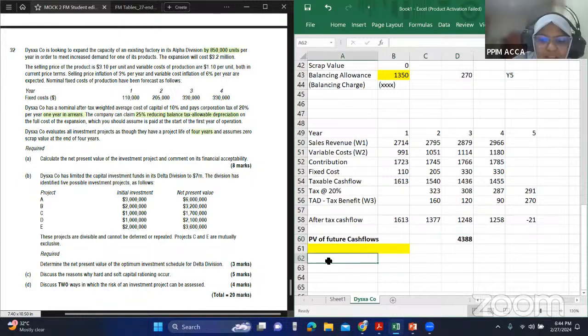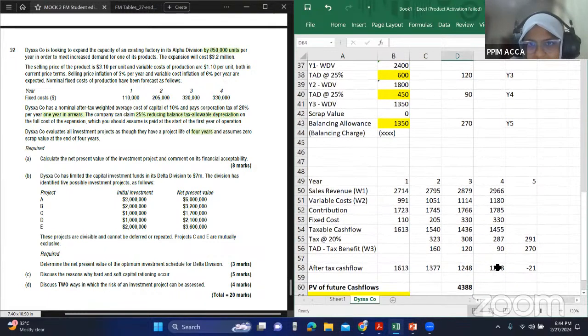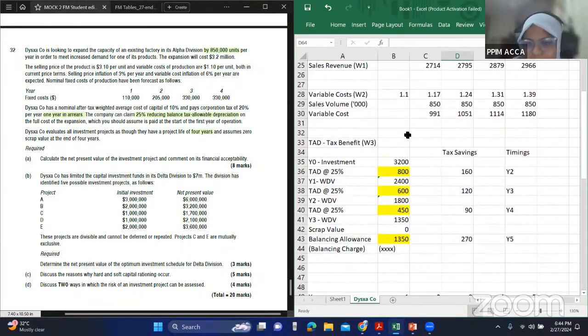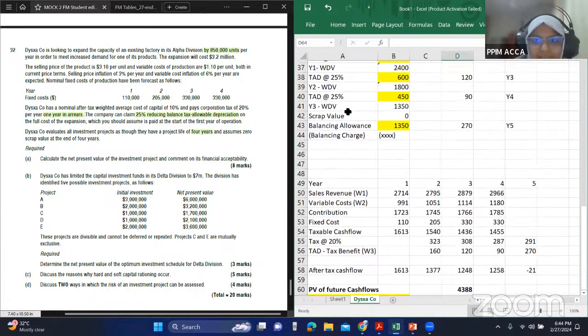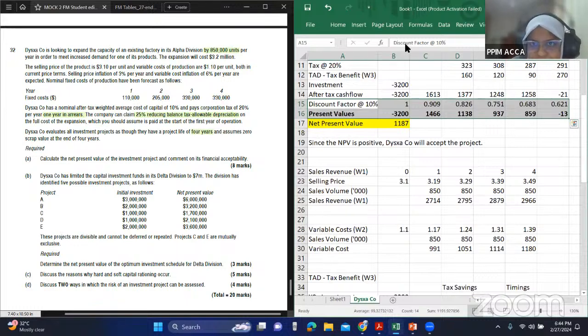Now to this figure, you have to subtract the investment. The investment, if you remember, was 3,200. Then you get the NPV. So that is 4,388 minus 3,200. You'll get the same NPV of 1,188. So 1,187.88, rounding things, that's not a problem. You can easily get the NPV without including all of these, the discount factor and multiplying it, you don't have to do.